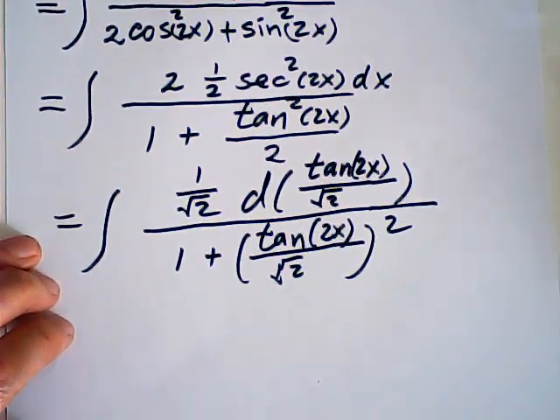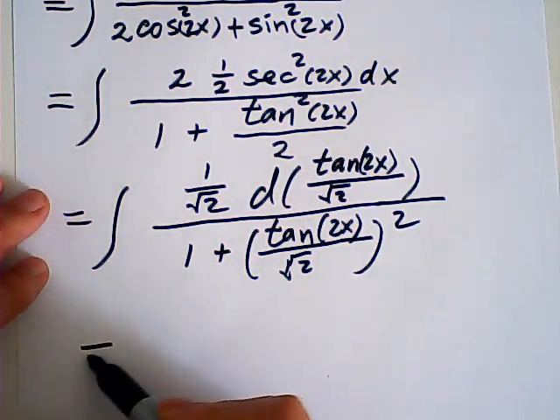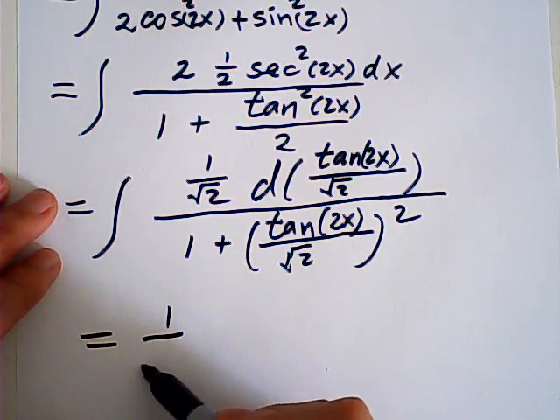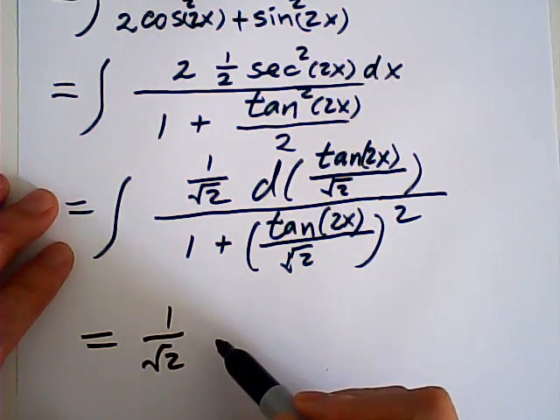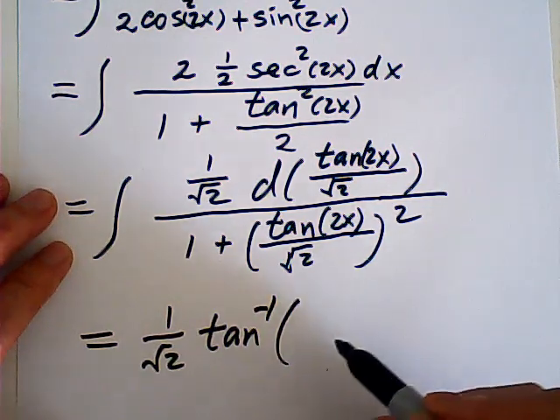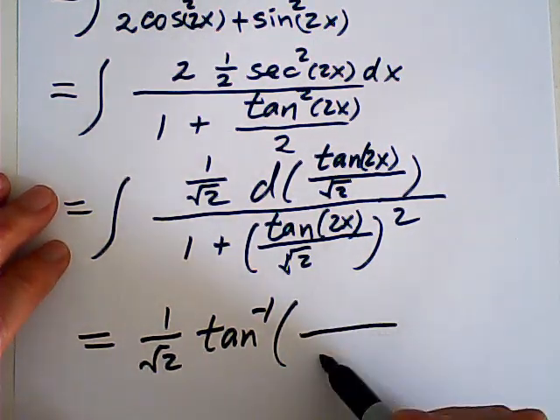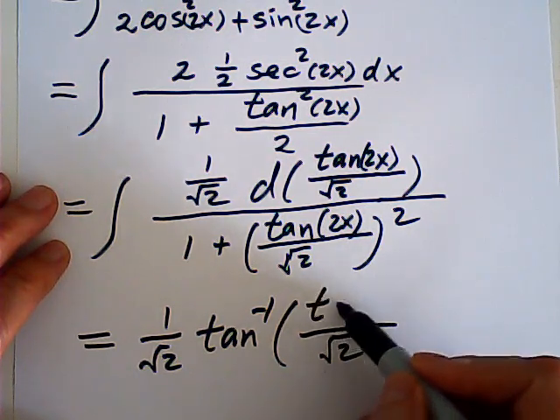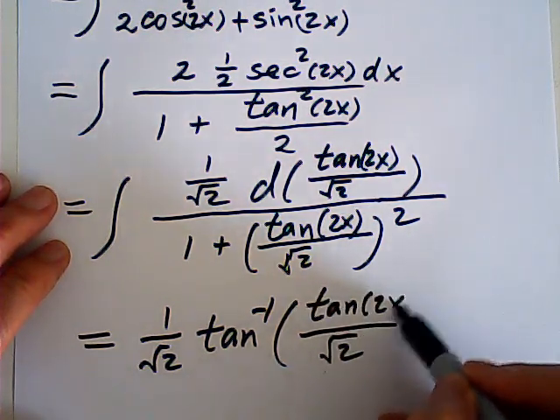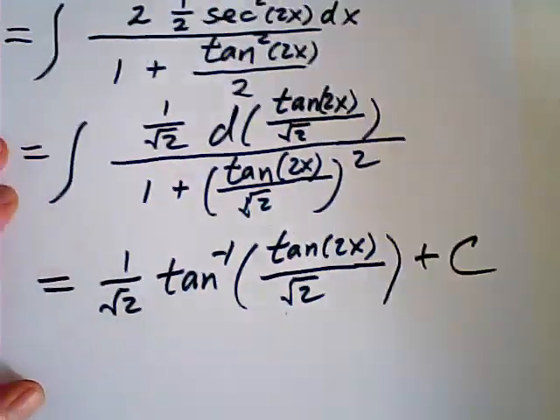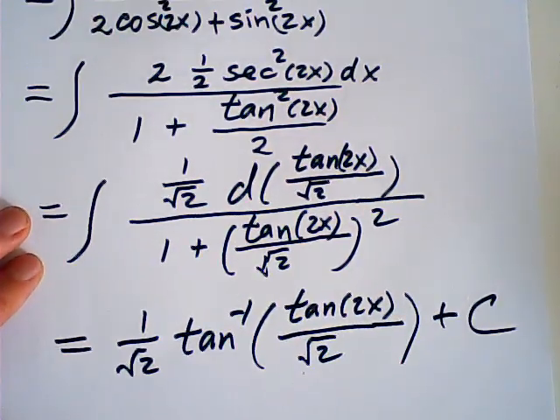Okay. So the result will be equal to 1 over square root 2 arctangent of square root 2 tangent 2x plus c. That will be my result.